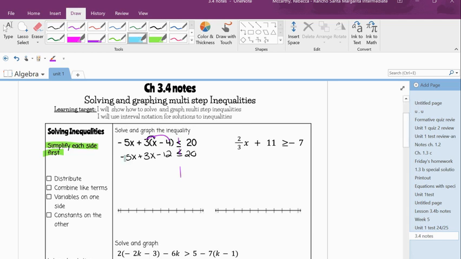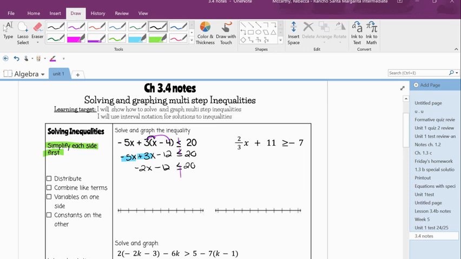I'm going to first combine my like terms. If I have 3 or more terms, I should be combining like terms. When it's all done, you should have no more than 2 terms. And now I can simplify those by getting a negative 2x minus 12.